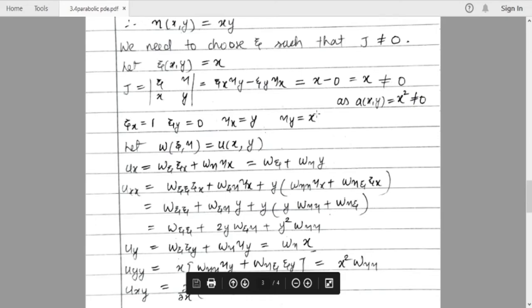Similarly, we can find uxx. uxx is the derivative of ux, so it is dou by dou x of w theta plus w eta y. Again here you have to use the product rule and simplify this. Now similarly you can write uy. uy is w theta theta y plus w eta eta y. You can see that theta y is 0, so this becomes w eta, and eta y is x. Now for uyy, again differentiate and use the product rule.